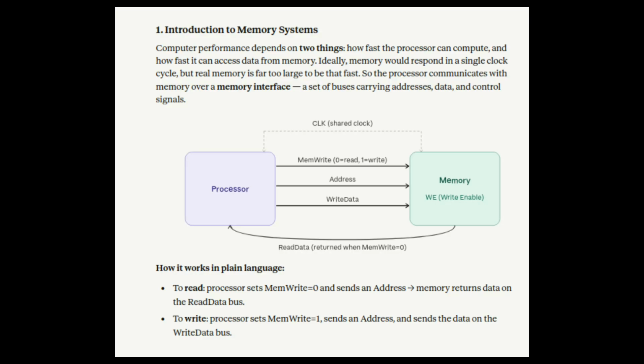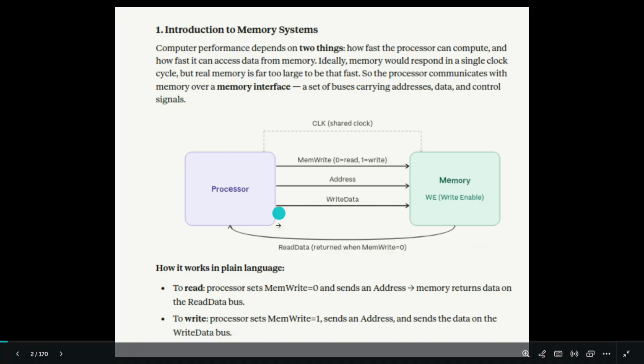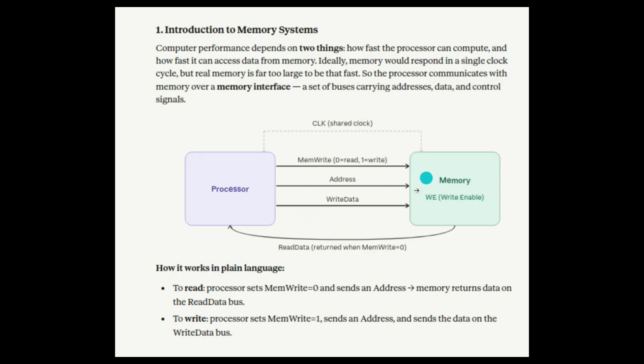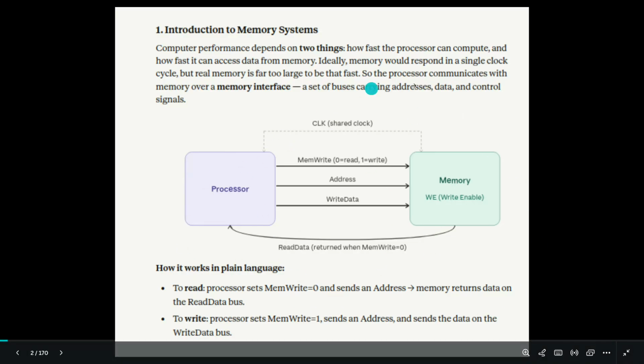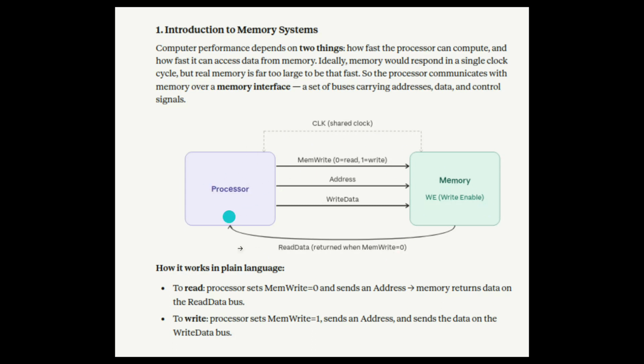Ideally, the processor can take the data from memory in a single clock cycle, but in the real case it is not as fast as that. So there is a memory interface. Memory interface is a set of buses that can carry the address, data and control signals between the processor and the memory. That is the memory interface.